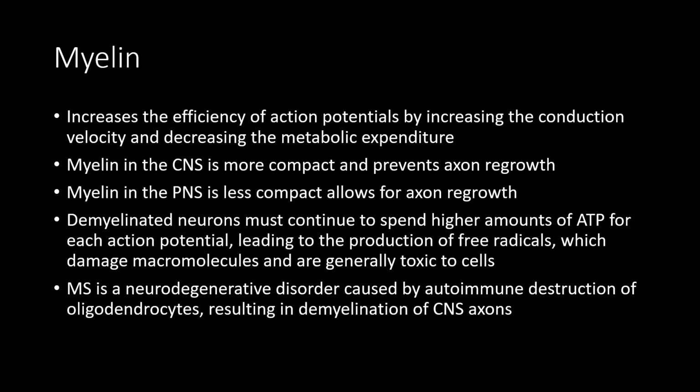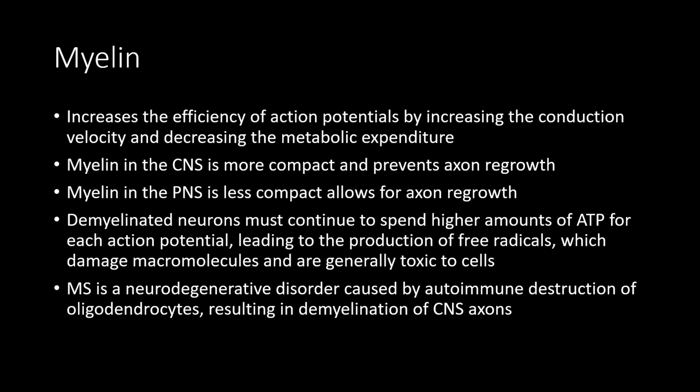So instead of having to generate energy to push the signal down the entire length of the axon, it can skip these lengths and not require as much ATP. Myelin in the central nervous system is more compact and it prevents axon regrowth. Myelin in the peripheral nervous system is less compact and allows for axon regrowth.